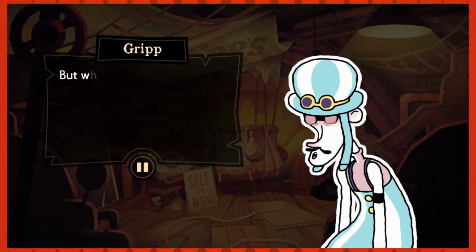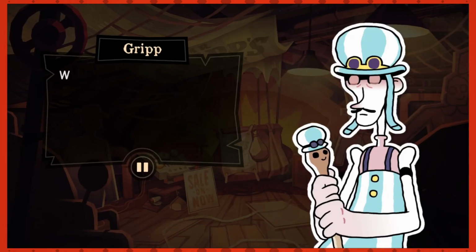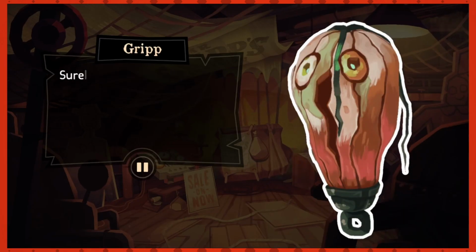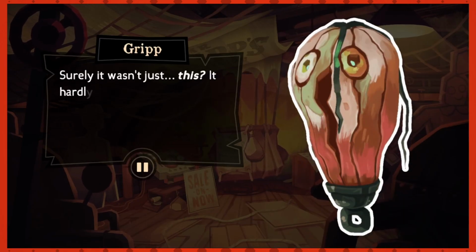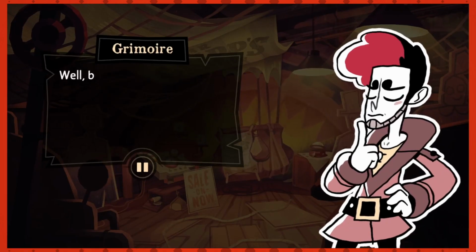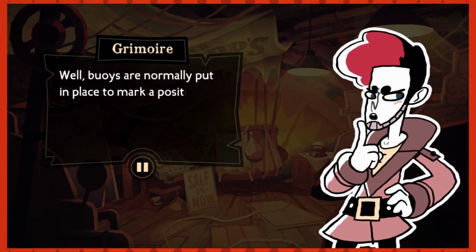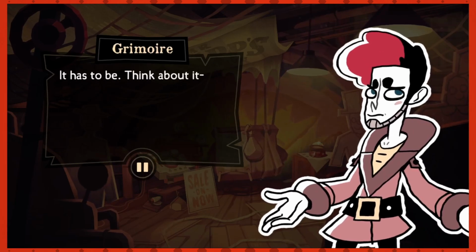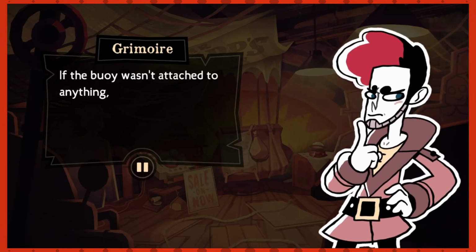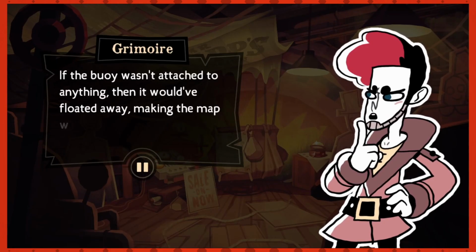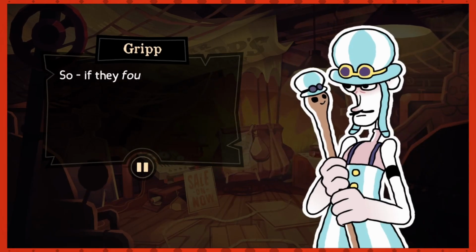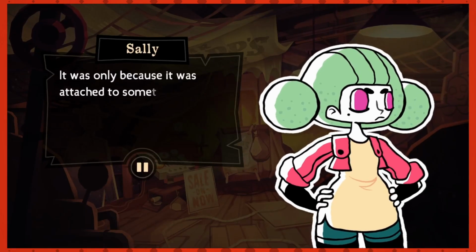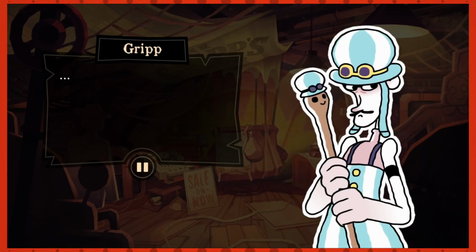You think? But why didn't he just tell me? What did he find in the ocean that was such a big secret? Surely it wasn't just this. It hardly seems like anything at all. Well, buoys are normally put in place to mark a position. Position of something else in the ocean? It has to be. Think about it. If the buoy wasn't attached to anything, then it would have floated away, making the map worthless. So, if they found the buoy when they went to the center of the map... It was only because it was attached to something else at the time. Yeah, the cauldron.